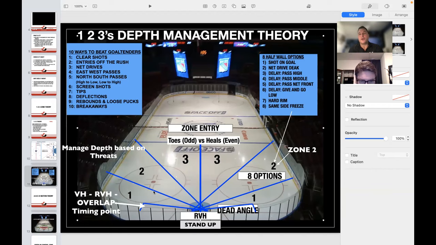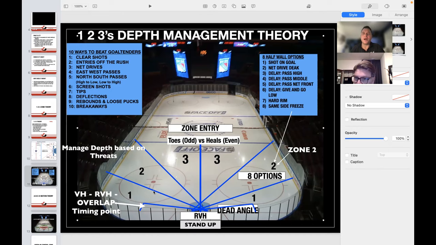Coming out in an overlap gives goaltenders a bit more comfort because they know their percentage chance of missing it is very, very low. Now, that being said, go ahead. Because I saw your presentation about why the VH for women compared to RVH for the women, and I agree. I really liked it.